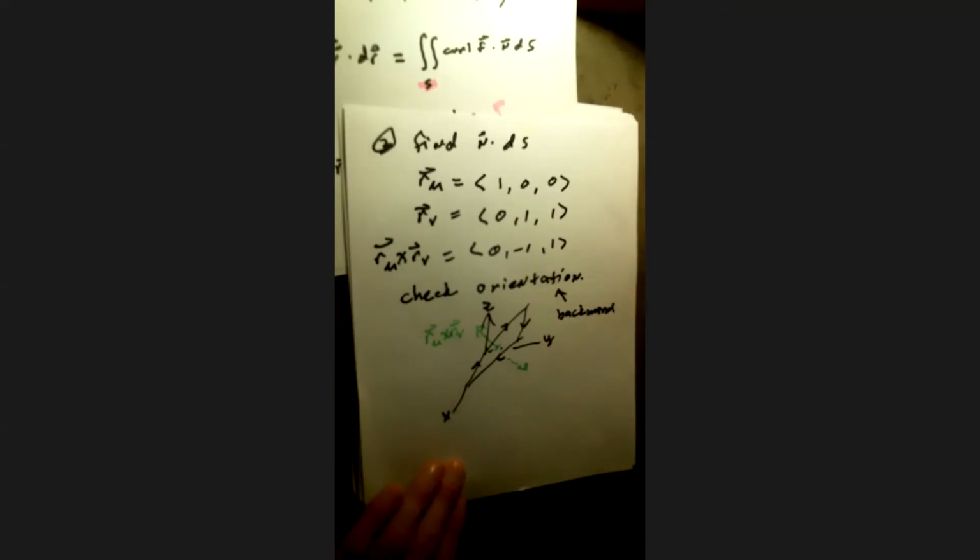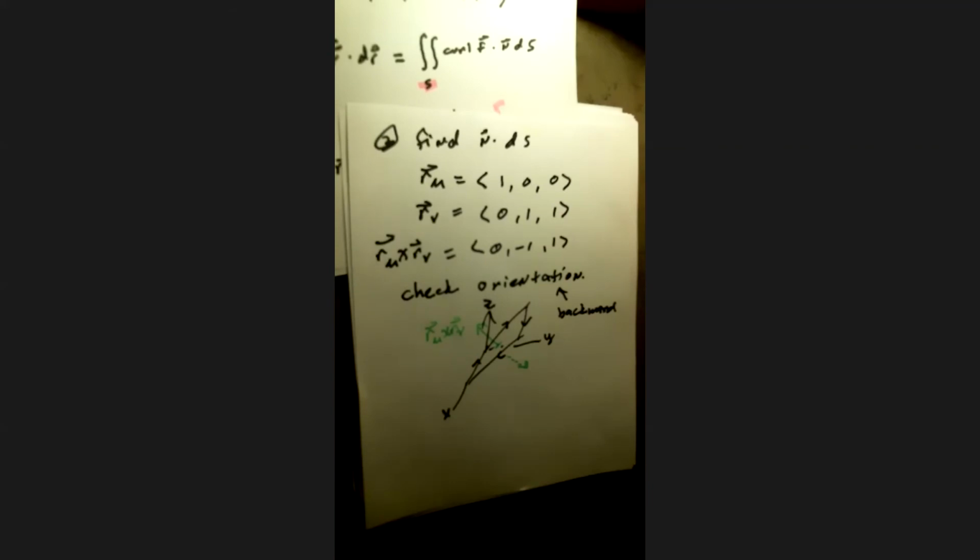So since the orientation's backward, what are we going to do when we actually set up this integral? We're going to then scale r_u cross r_v by -1. Exactly. We're just going to change all the signs to account for the orientation.